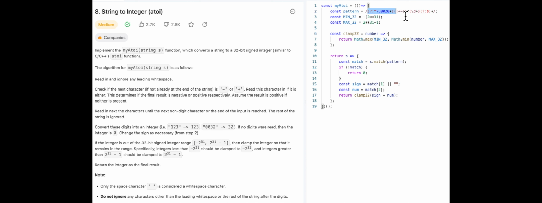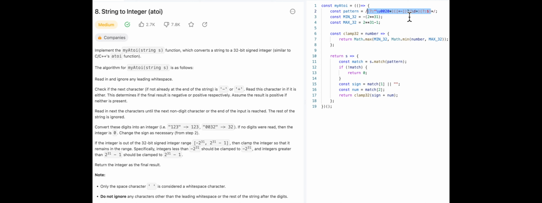We start with the whole group here. We start with a grouping operator that is not saved. So we're not going to save that group. We're looking for the start of the string, the caret, followed by 0 or more white space characters defined as just Unicode 0020. After that, we must find an optional plus or minus character, just one. After that, we are looking for one or more digits. After that, we're looking for an optional end of the string.